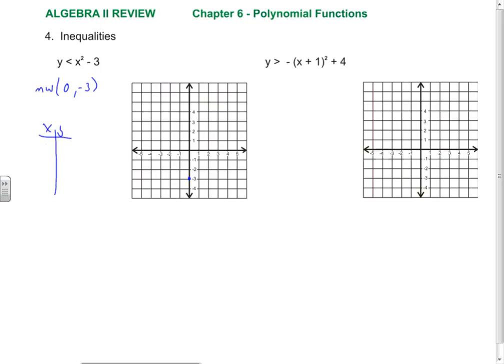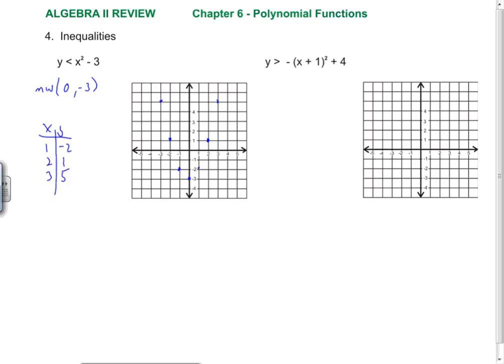XY chart, let's use 1. 1 squared is 1. 1 minus 3 is a negative 2. I have the point 1, negative 2. Go to the other side of my line of symmetry. Okay, let's do the point 2. 2 squared is 4. 4 minus 3 is 1. I've got the point 2, 1. Other side of the line of symmetry. And I guess I'll go one more. 3. 3 squared is 9. 9 minus 3 is 5. So I have 3, 5. And I'm 3 that way, and I'm 3 that way.